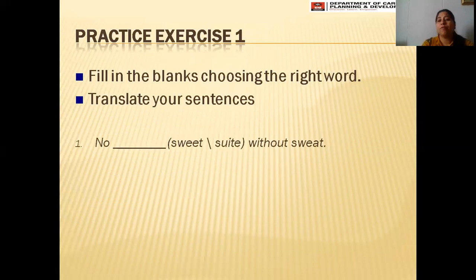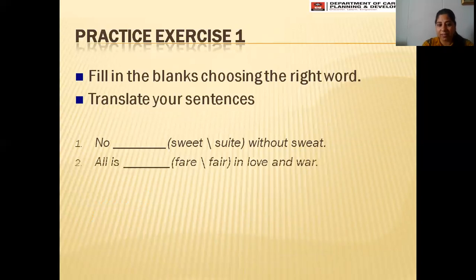No dash without sweat. So which option should be correct, sweet or suit? Definitely, no sweet without sweat. So we will not get any benefit before we do some hard work. This is the meaning of the sentence.